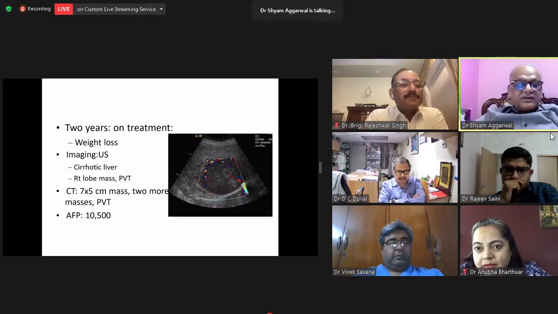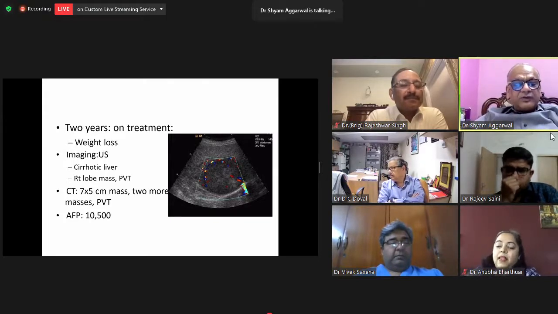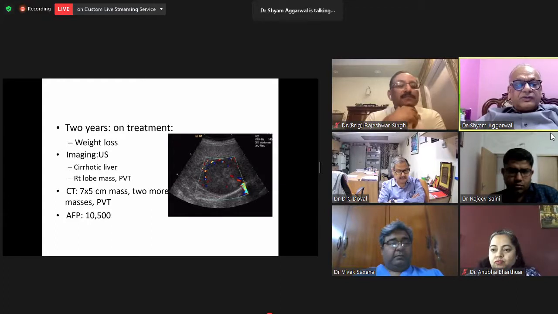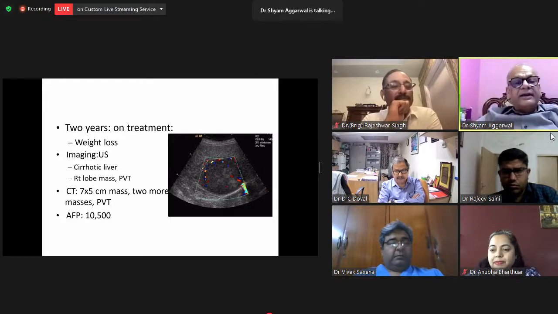So this is, 2 years down the line, the patient starts developing weight loss and cirrhosis of the liver. And now, for the first time, you see a 7 by 5 centimeter mass, and there are 2 more lesions with portal vein thrombus, and the alpha fetoprotein is 10,500.